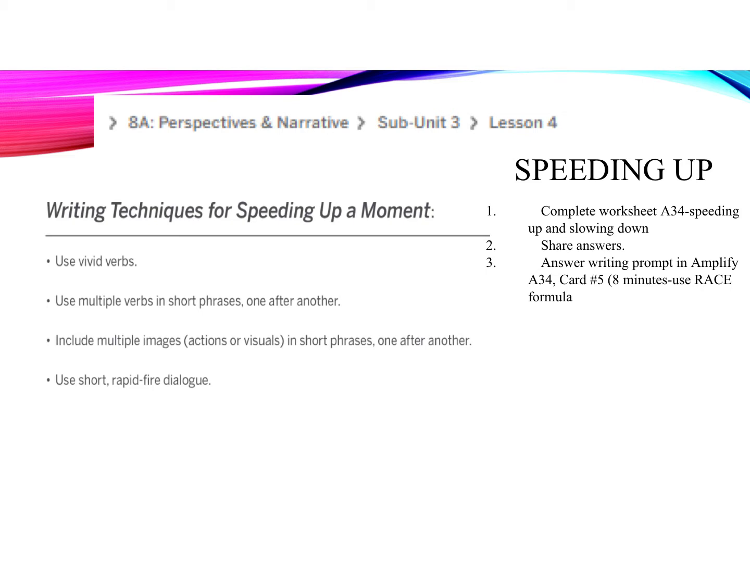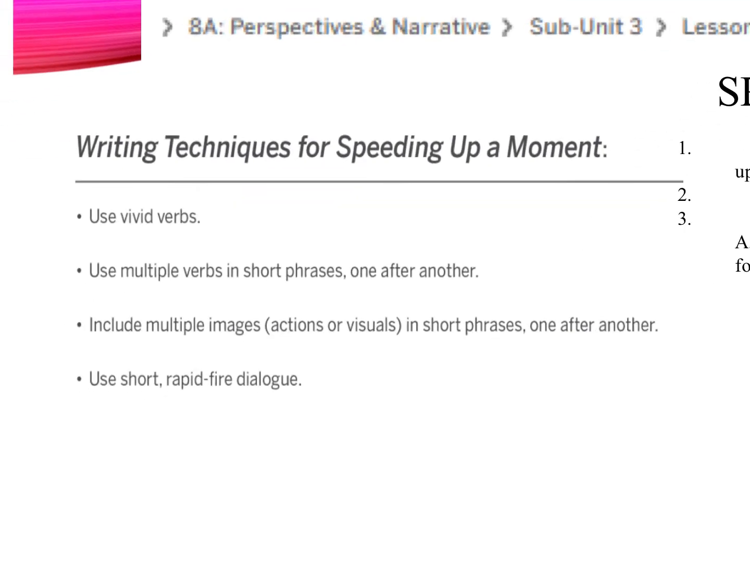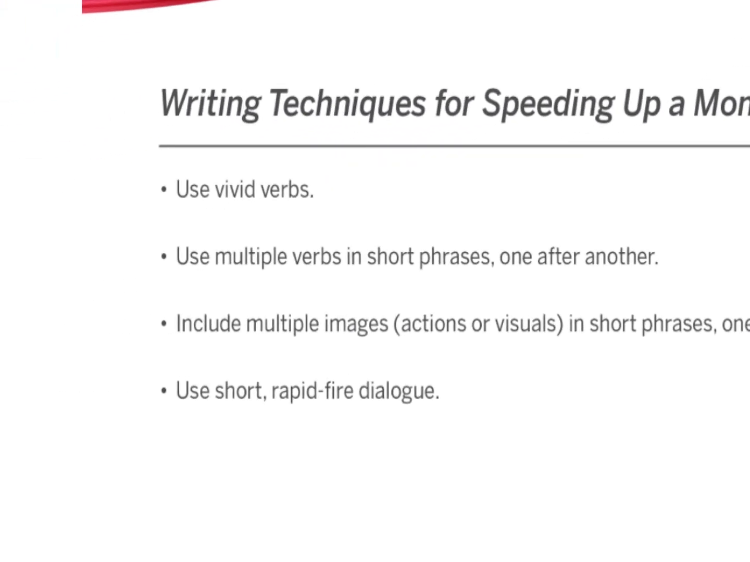Vivid verbs. We've talked about this with different writing techniques, and that's why the lesson that we talked about with verbs was so important. When you use words like is and was, there's nothing vivid about it, and so it doesn't speed up a moment. It just is. And you can use multiple verbs in short phrases, one after the other, jumps, runs, plays, because they're coming in right after each other. It's kind of like riding a moving train.